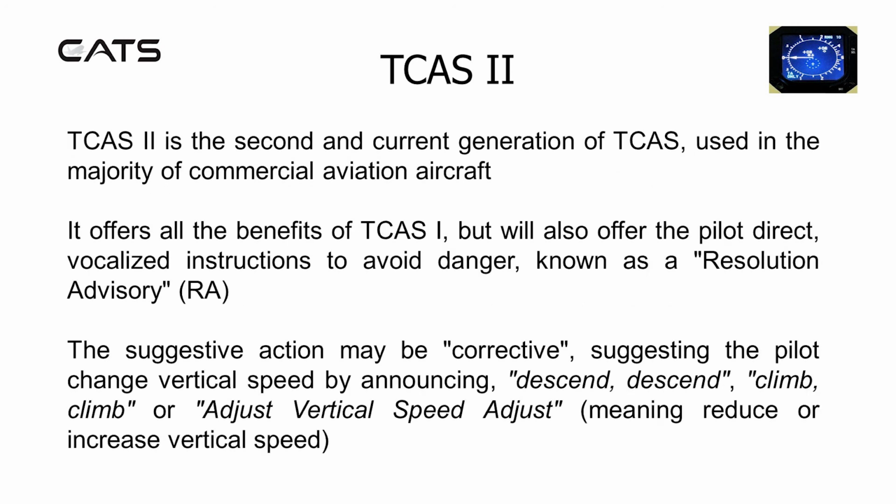TCAS 2 is the second and current generation of TCAS, used in the majority of commercial aviation aircraft. It offers all the benefits of TCAS 1, but also offers the pilot direct focalized instructions to avoid danger, known as resolution advisories. The suggestive action may be corrective, suggesting the pilot change vertical speed by announcing descend, descend, climb, climb, or adjust vertical speed, adjust, meaning reduce or increase vertical speed.